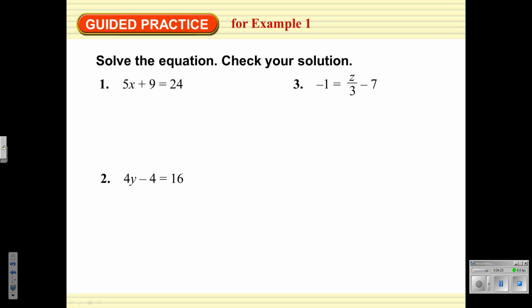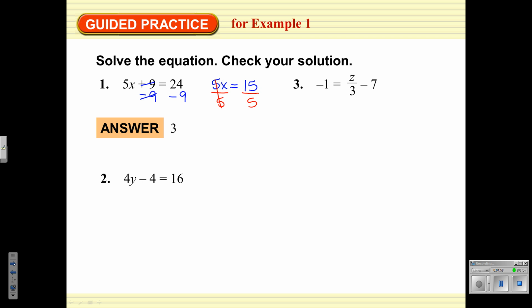Okay, for number 1, you should have gotten an answer of 3. We subtract 9 from both sides, leaving us with 5x on this side, because these add out to 0, or subtract to 0. And 24 minus 9 is 15. And then we divide both sides by 5, giving us x equals 3. If I need to write that out, I can. I will write out a couple of these, but I won't write out every one. My 5's divide out to 1, and 15 divided by 5 equals 3.